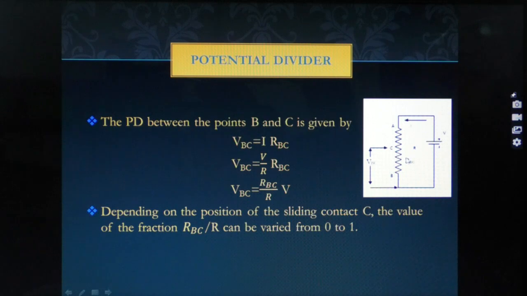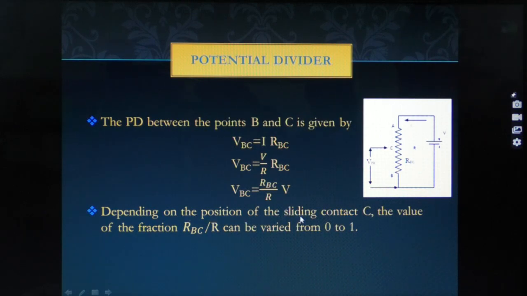So RBC, what does it mean? RBC is giving you the resistance of BC length of the wire. Alright, then the potential difference between B and C point is given by VBC is equal to I into RBC. So VBC is equal to, instead of I, from Ohm's law we write here V by R into RBC. So VBC is equal to RBC over R into V.